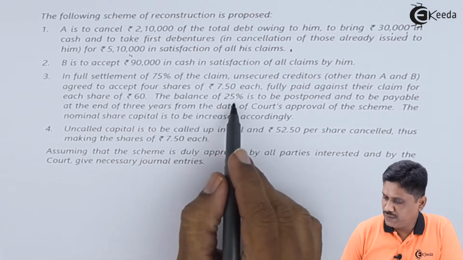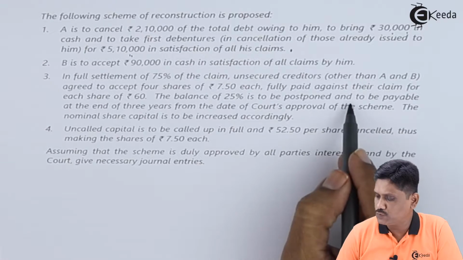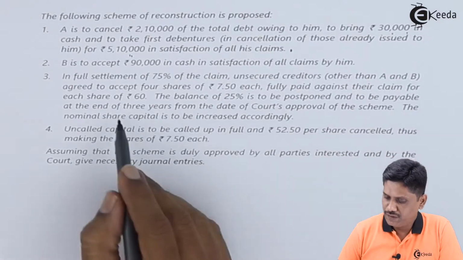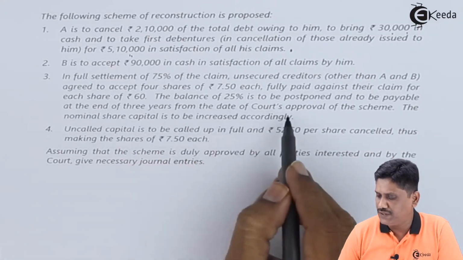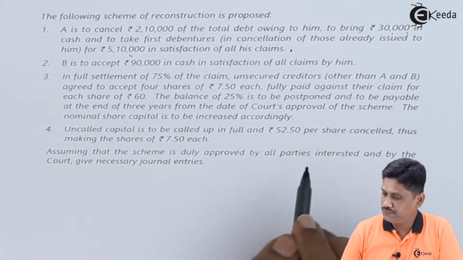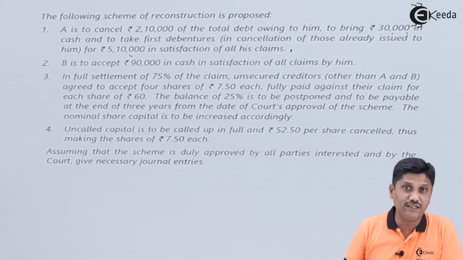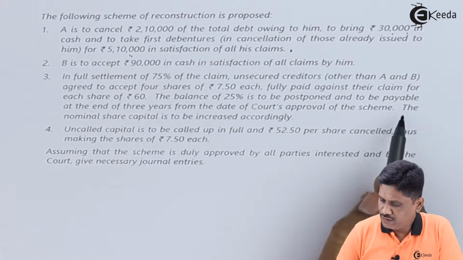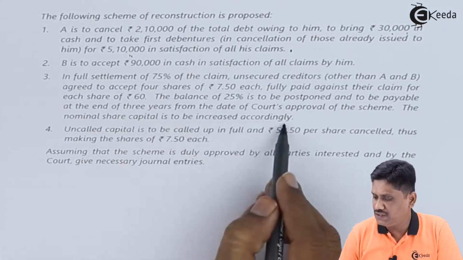The balance 25% is to be postponed and to be payable at the end of 3 years from the date of court's approval to the scheme. So they are saying they are settled to the extent of 75%. The nominal share capital to be increased accordingly.